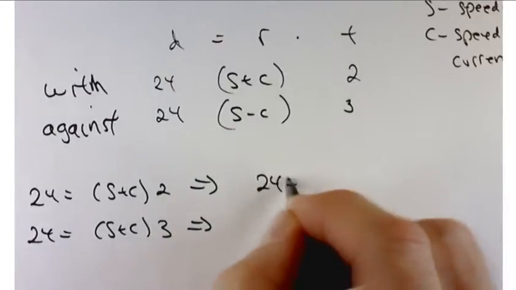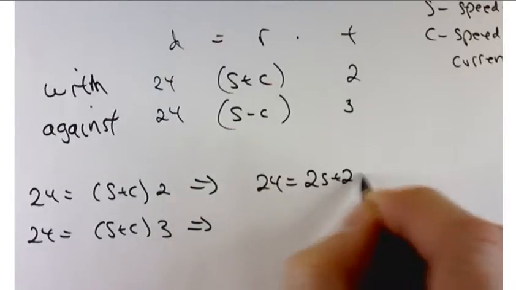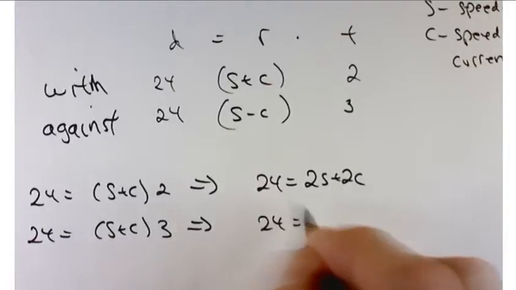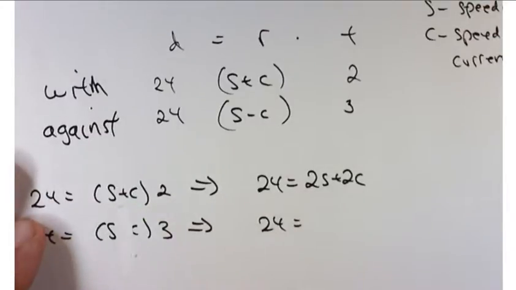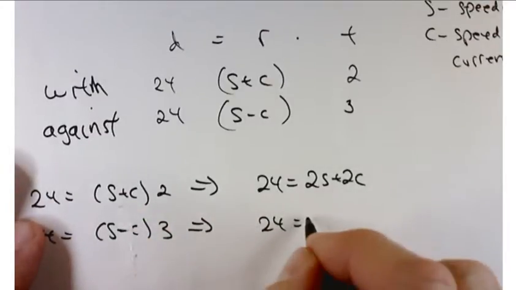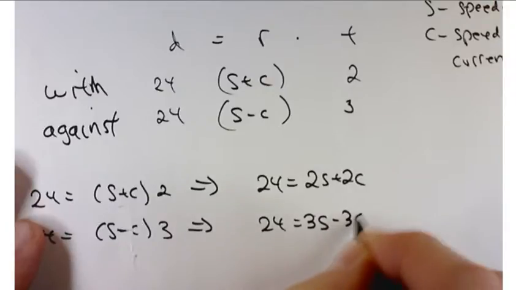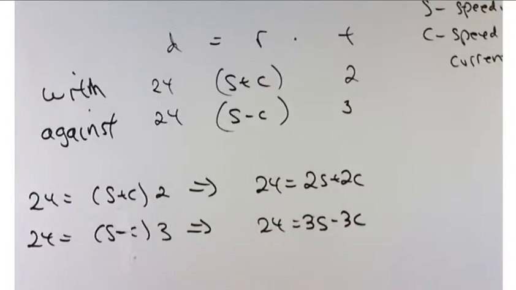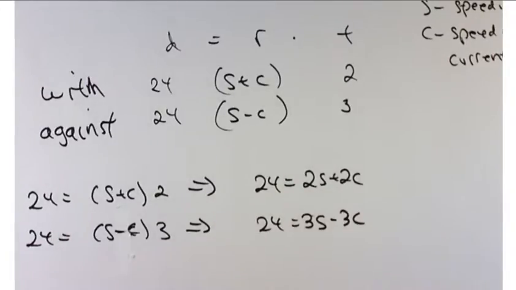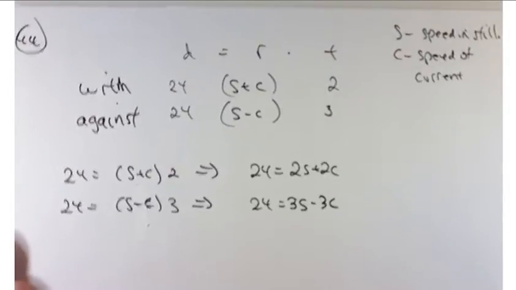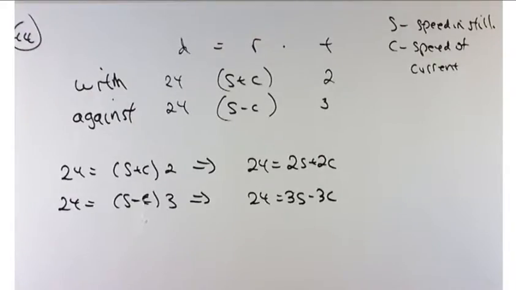So 24 equals 2S plus 2C. 24 equals, oops, that should be a minus here, shouldn't it? Three S minus 3C. Just a little copying error. It's up to you how you want to solve it from here. Let me actually solve this one because it's a good example of something we didn't get to do in section 4.3 all that much, and that is work with something like this.